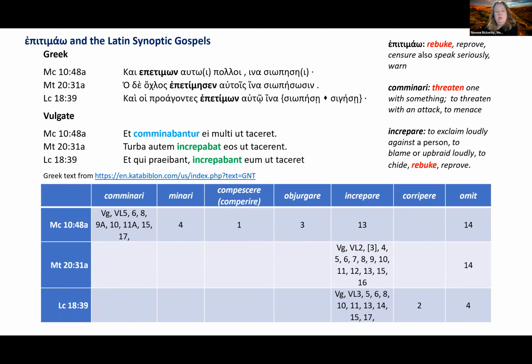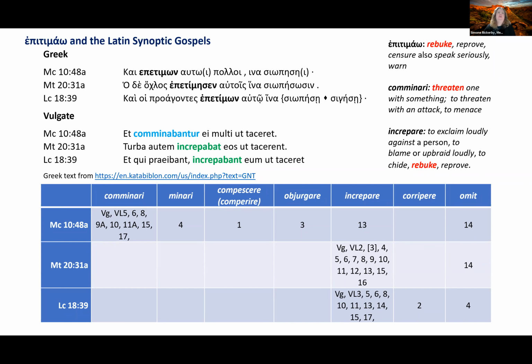So we've got peculiar readings in Mark. The one I'm going to talk about mostly today is comminari. And these are independent and unique compared to what we find in the parallel passages of Matthew and Luke, and also in those passages which use epitomal.